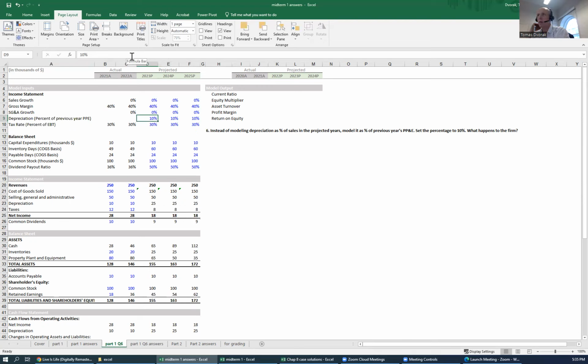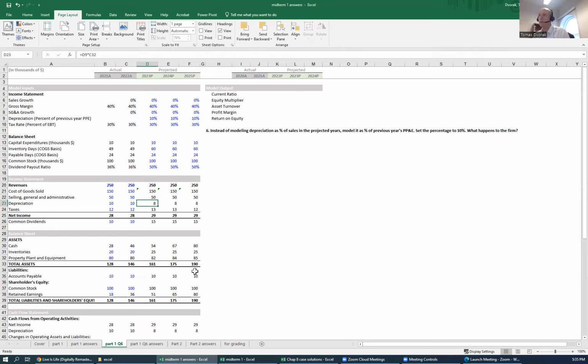10%. But of course, if I just set this at 10%, the depreciation is still calculated as 10% times revenue, and I need to change that. I needed it to be 10% times the previous year PP&E, or rather beginning of the year PP&E. So it's right here, and I can Control R that over here. And what I see is that now instead of having depreciation being $10, it's only $8.